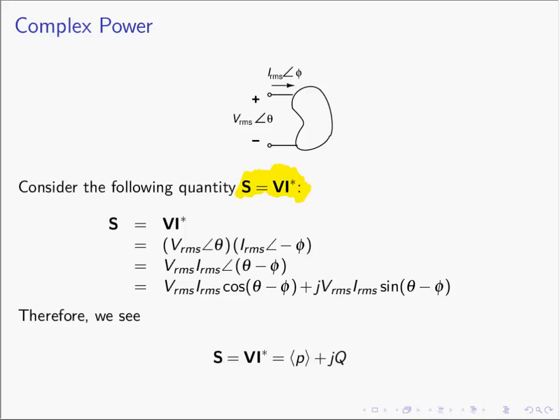So here we have our same scenario where we have a circuit element that's got a current phasor, I RMS angle phi, and that current's directed into a voltage phasor, V RMS angle theta. So this, of course, is the I phasor, and this, of course, is the V phasor. So let's calculate the VI conjugate product.